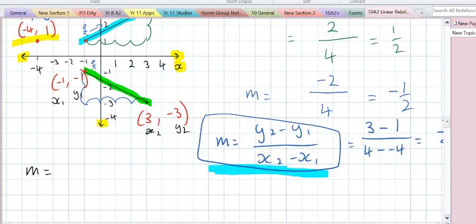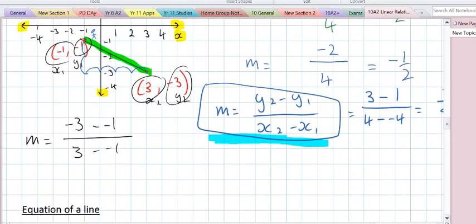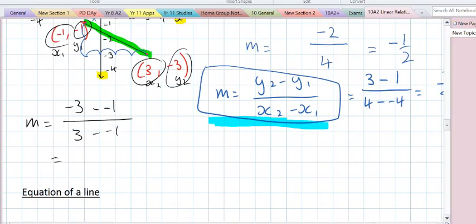M equals y2. We go search for it, it's minus 3. Take y1, take minus 1. There. Divided by x2, take x1. Note the double negative again. Minus 3 minus minus 1 is the same as saying minus 3 plus 1. Minus 3 plus 1 is minus 2. Divided by 3 plus 1, 4, equals minus 1 over 2.